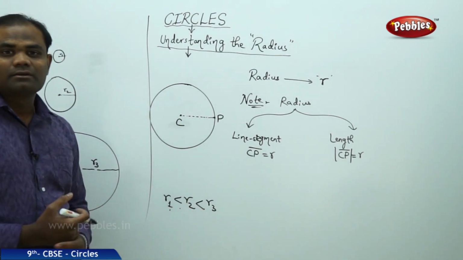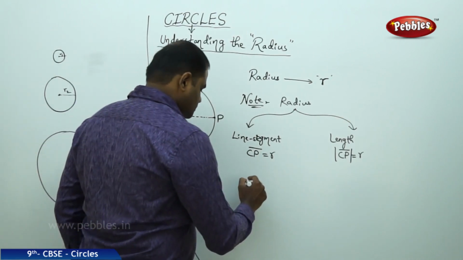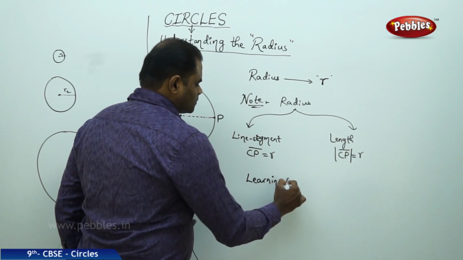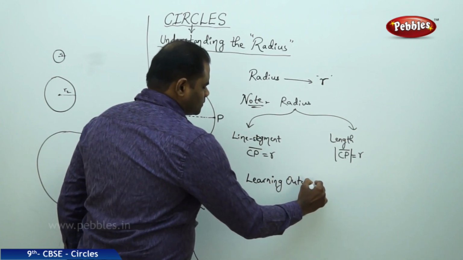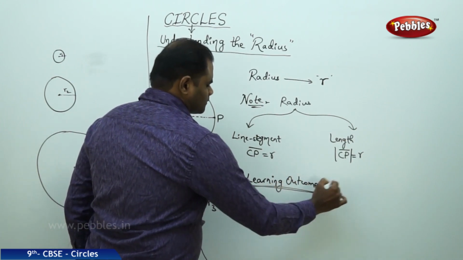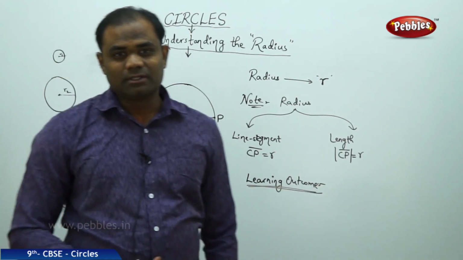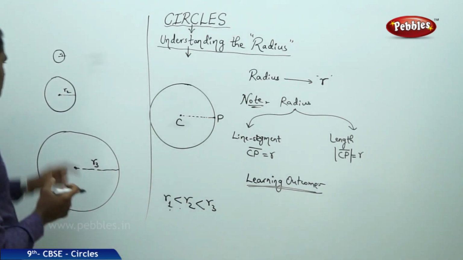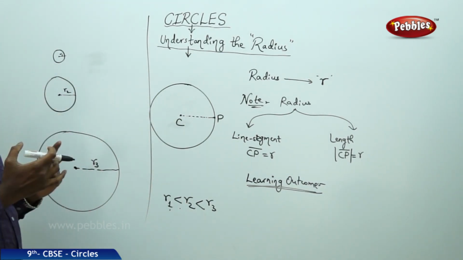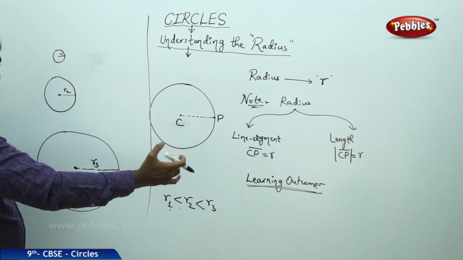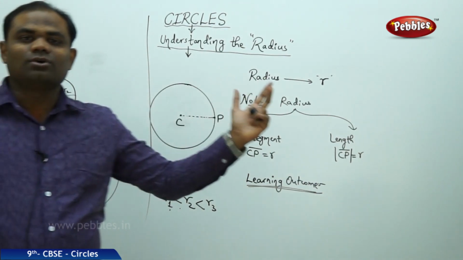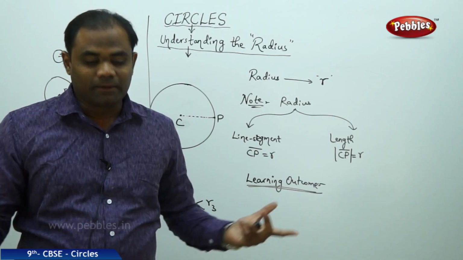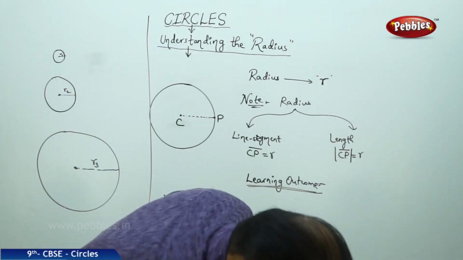So finally, we conclude that the radius of the circle decides the size of the circle. Very simple. The radius being small, the size of the circle is small. The radius of the circle being bigger, the size of the circle is also very big. Is how we understand the radius connected with the circle.